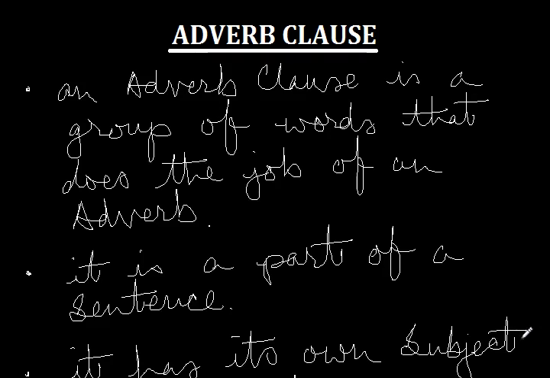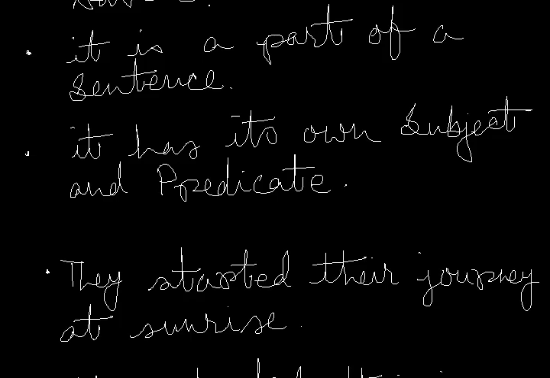Now an adverb clause, just like an adjective clause, is a group of words that does the job of an adverb. An adjective clause is a clause that does the job of an adjective. Similarly, an adverb clause is a group of words that does the job of an adverb. Along with that, we should also remember that an adverb clause is a part of a sentence, and most importantly, being a clause, an adverb clause has got its own subject and predicate.